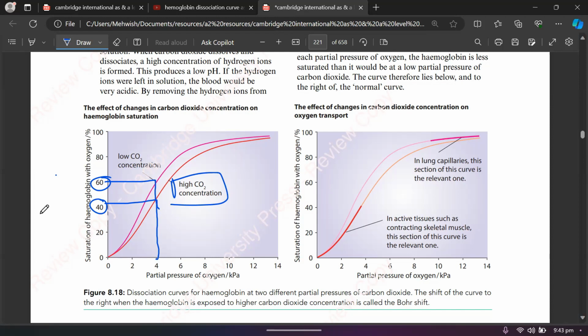And at higher partial pressure of oxygen, obviously it is in the lungs or somewhere where the respiring tissues are not producing much carbon dioxide, where less carbon dioxide is available. So the hemoglobin saturation will always be high with oxygen, right? Because there is no danger of pH disturbance present. So this is why the Bohr's shift is taking place at high carbon dioxide concentration.